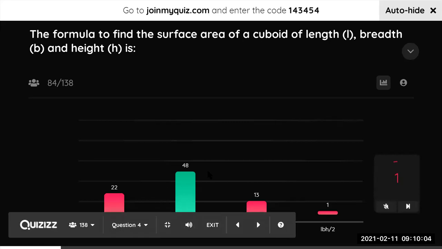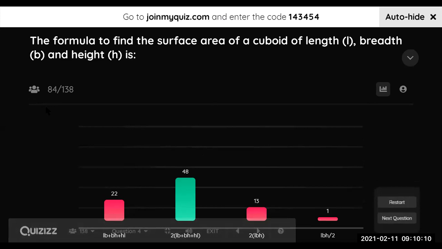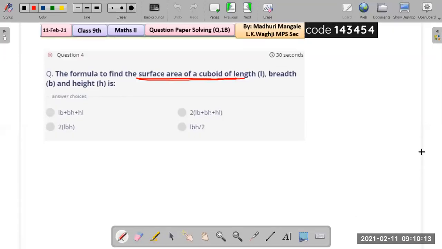48 of you have given the right one. 22 of you forgot that there has to be a 2 in the formula, right? So just check the Zoom screen. Go back to the Zoom screen. The formula is twice of 2 times LB plus BH plus HL. This is the correct formula.